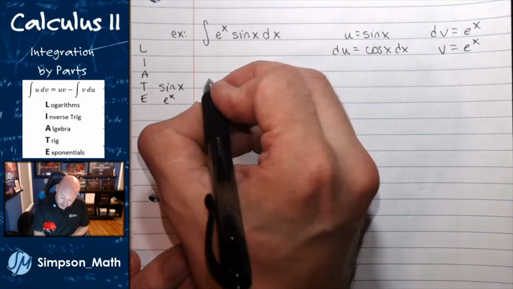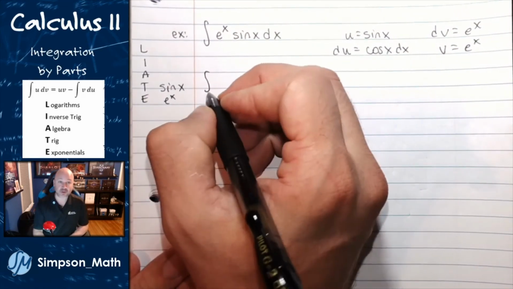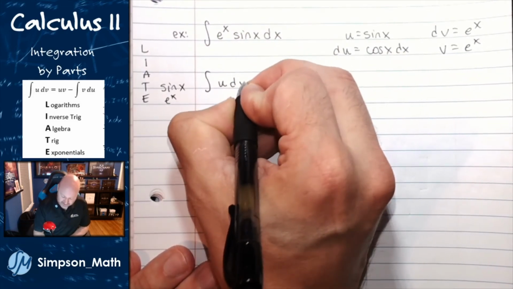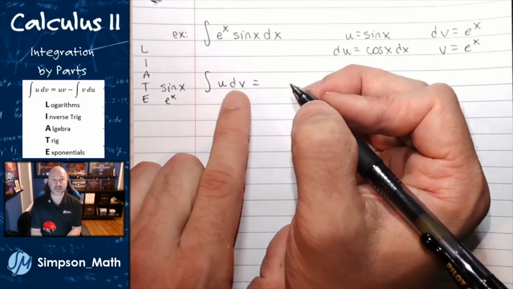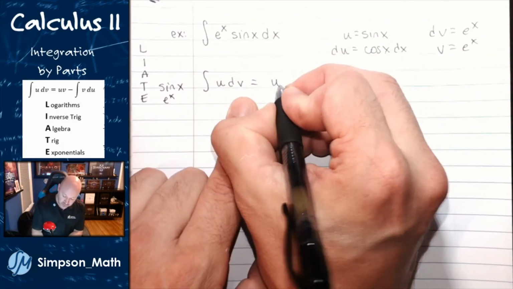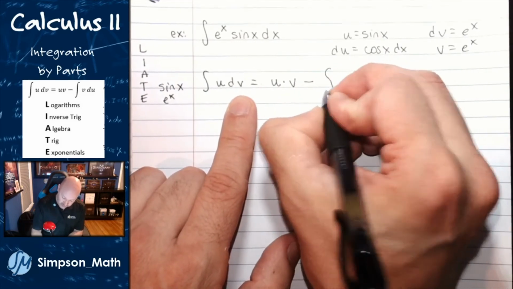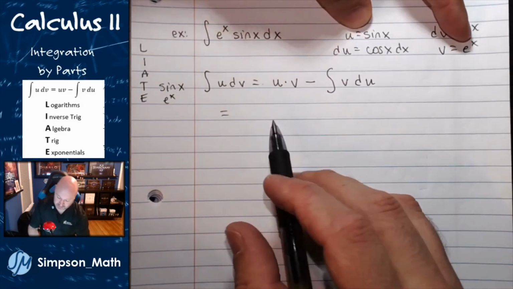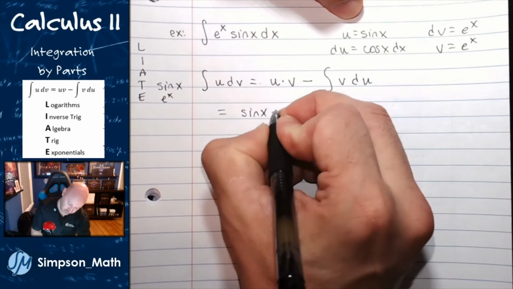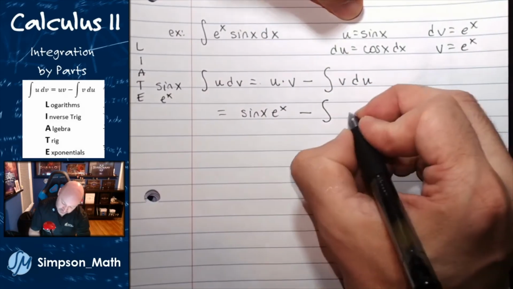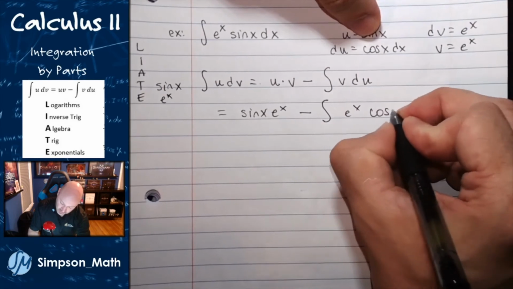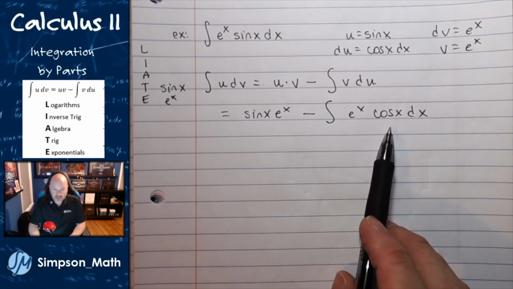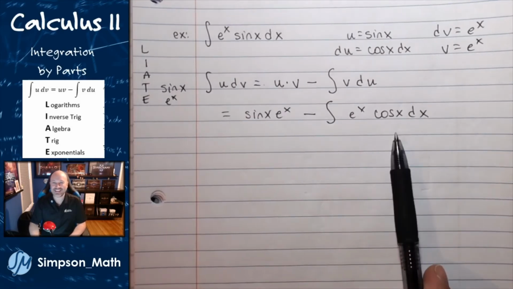I'll throw this into a parts formula. I'm going to write down the parts formula, trying to memorize it. The integral of u dv, so something and something else's derivative, is equal to u times v minus the integral of v du. Sine times e to the x minus the integral of e to the x times cosine x. Oh no, it did not end. This looks just like that. I have another integration by parts.